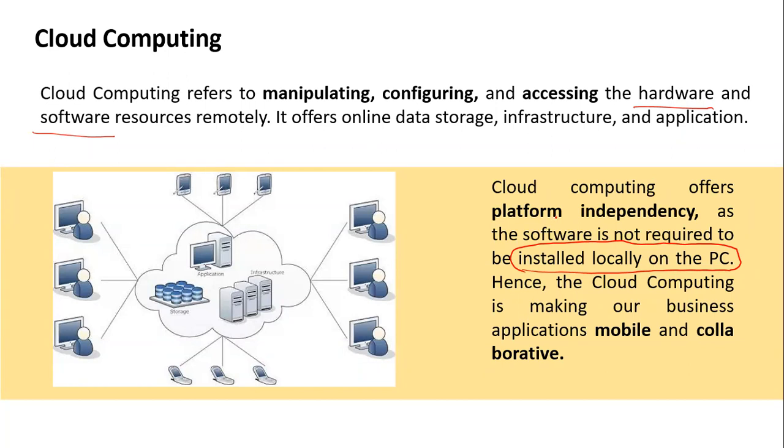Again, it is location independent. You don't have to be in the office always. You don't have to be in the company always, right? While you are traveling, you can access the software and data if you have an internet connection. Again, the application is mobile and collaborative. Collaborative means multiple people can work together on one file, one document. So cloud computing provides high collaboration. One person can be in Sri Lanka, another in India, another in the USA, right? But at the same time, you can edit the same file. That advantage is also there in cloud computing.